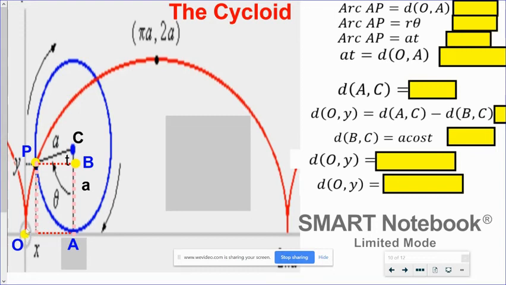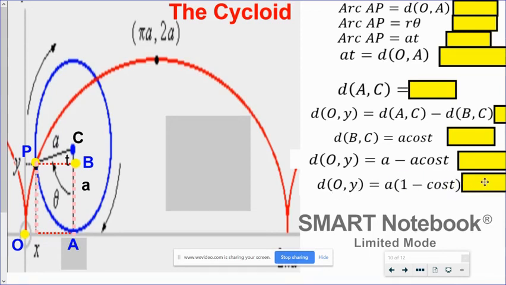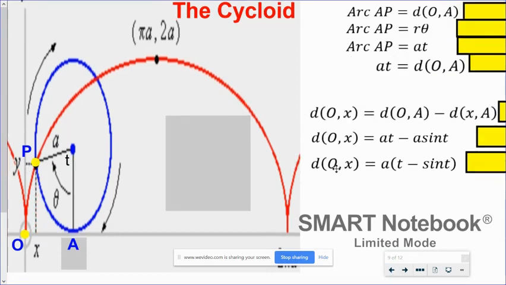So how much is the distance from O to Y, which corresponds to the distance from A to B? Well, it is definitely going to be the distance from A to C, which we already know is a radius of the circle, which is A, getting rid of this distance from B to C, which we just figured out was A cosine of T. Once again, like I did in the previous slide, that means the distance from O to Y is equal to A times 1 minus the cosine of T. Now, what's important here? The distance from here to here just corresponds to Y. And the distance from O to X just corresponds to X.